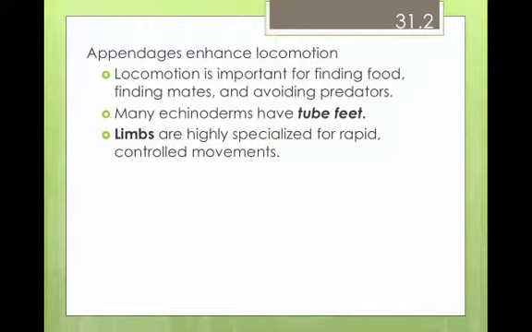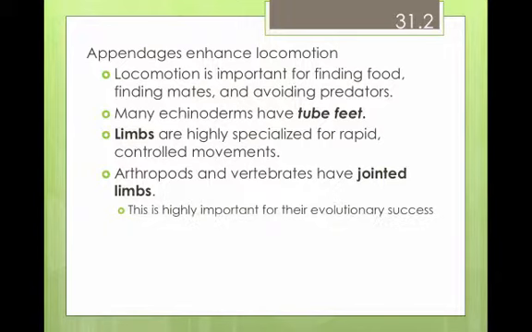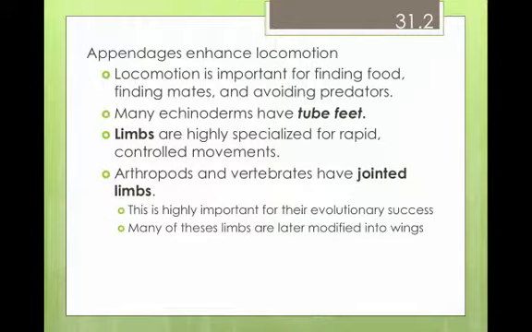So we have limbs, our legs and our arms, and they allow for rapid movement, but they also allow for controlled movement. Arthropods and vertebrates have jointed limbs. Those are limbs that have joints, and they are also used for rapid and controlled movement, but they're kind of a subset of limbs. And this is highly important for their evolutionary success. Many of these limbs were later modified into wings.